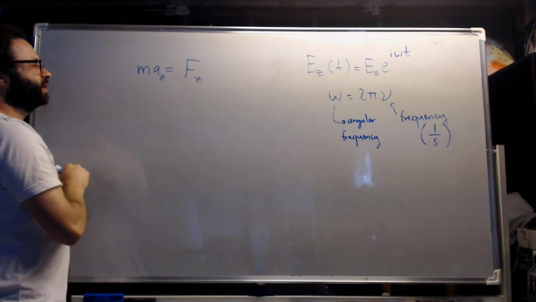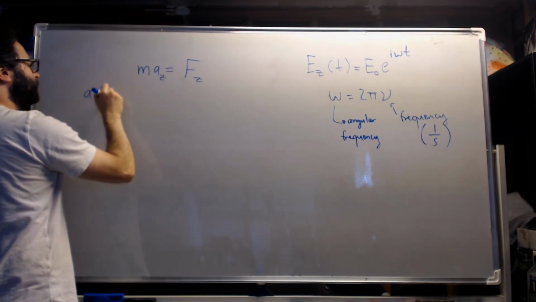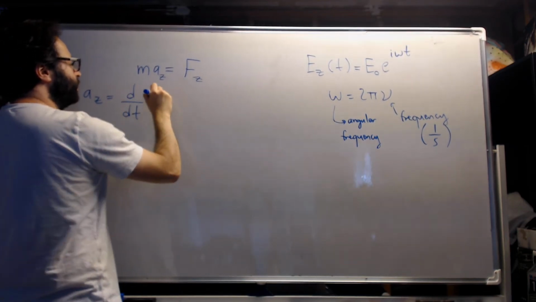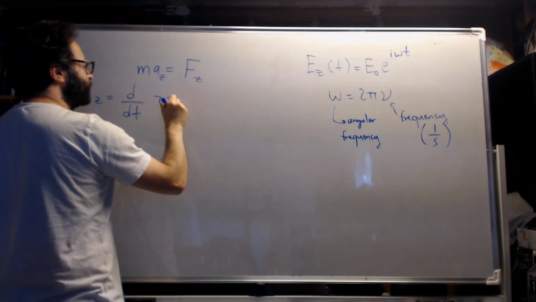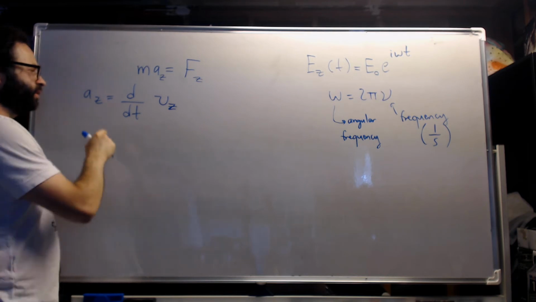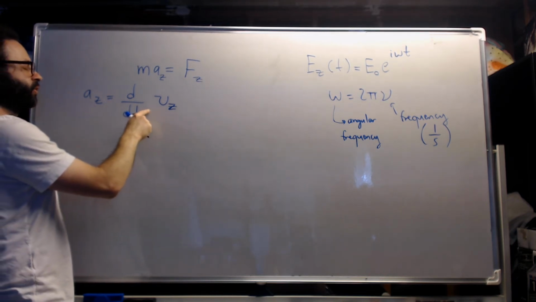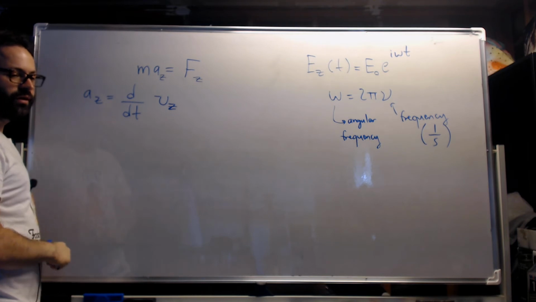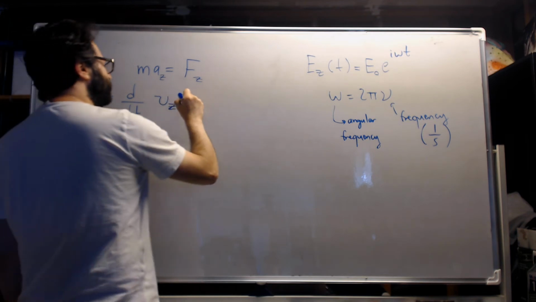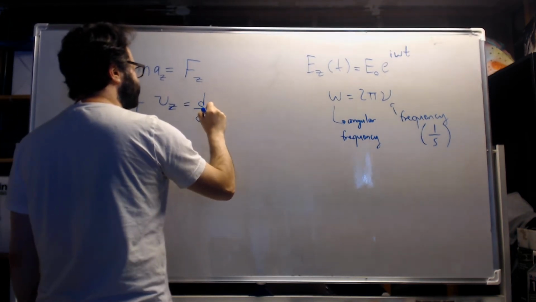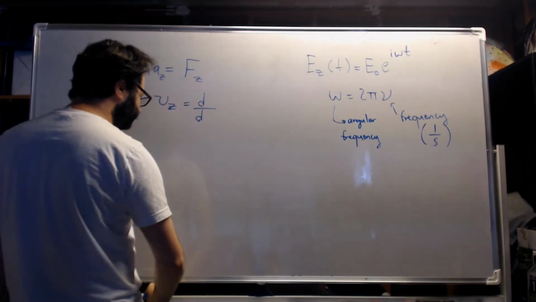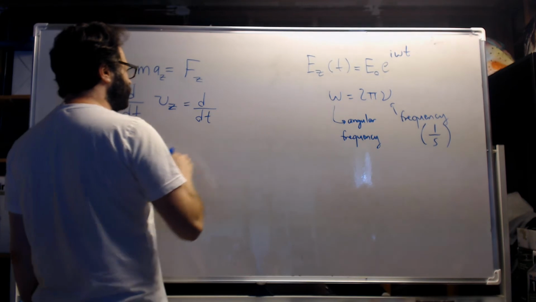First, I want to discuss what is acceleration. Well, acceleration is the rate of change of the speed. So you might write this as d dt of the speed in the z direction. Of course, the acceleration vector is a derivative of the velocity vector, but the z component of the acceleration is the time derivative of the velocity component in the z direction, or the speed in the z direction. Well, what is the speed? The speed is the rate of change of position.